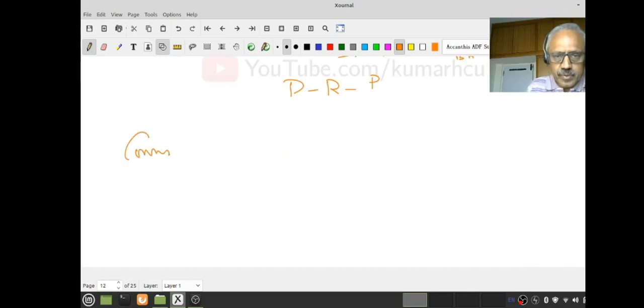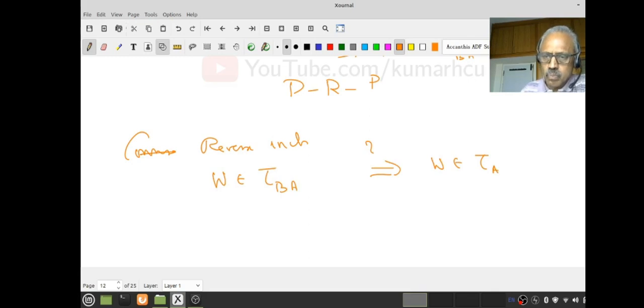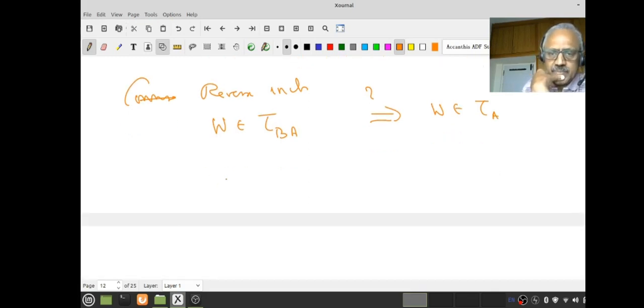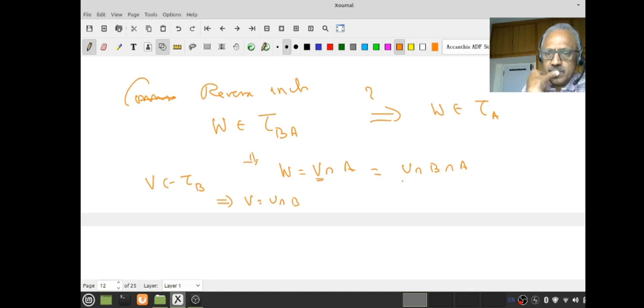Converse. Reverse inclusion. Now, suppose W is in tau B. Then I want to know whether W is in tau A. Again, the proof is the same. So, W is in tau A. What does this mean? W is V intersection A, where V is in tau B. Since V is in tau B, what does this mean? V is of the form U intersection B. Therefore, this is U intersection B intersection A. But B intersection A is the same as U intersection A, because A is a subset of B. There, this says it is in tau A.